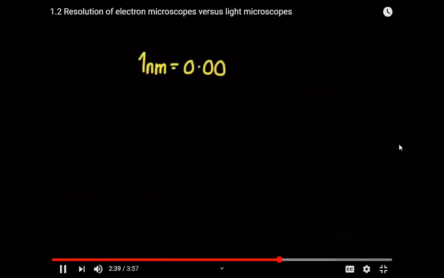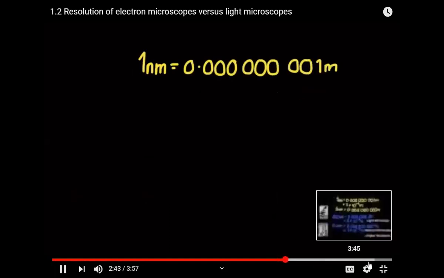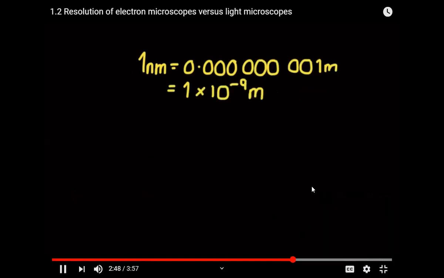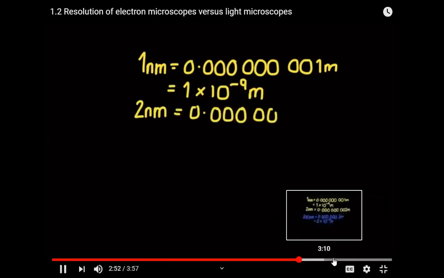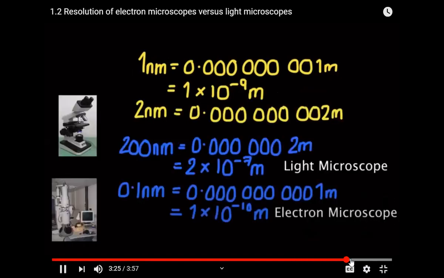So if you're still with me at this point, let's just try and make some meaning of these units of nanometers. So 1 nanometer is 1 times 10 to the minus 9 meters. So it's a very, very small distance between 2 points. So therefore 2 nanometers is 2 times 10 to the minus 9 meters. You can see that is much higher resolution because it can distinguish between 2 points that are much closer together than our light.